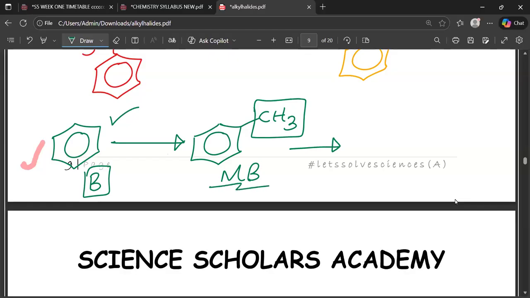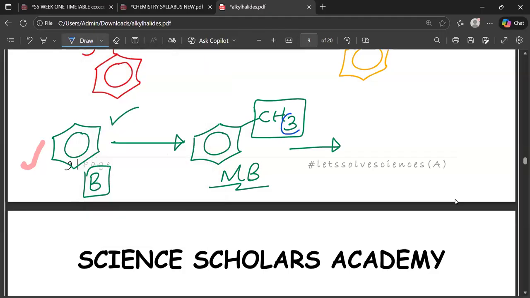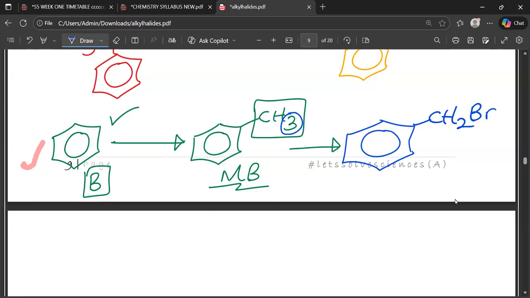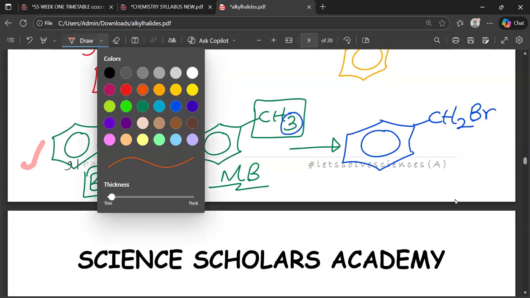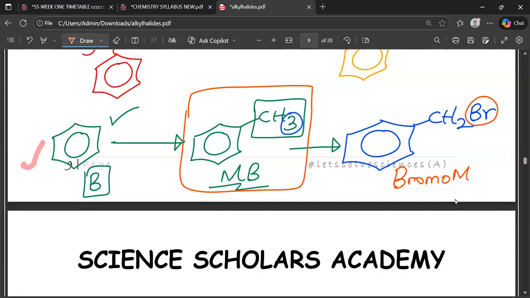That is methylbenzene. Now, on this very CH3, when I take one hydrogen there and replace it with Br or Cl, maybe this becomes CH2Br. I just understand that the bromo group came and fixed itself on methylbenzene. And that's why I'll call this bromomethylbenzene, one word. Nomenclature is not hard.